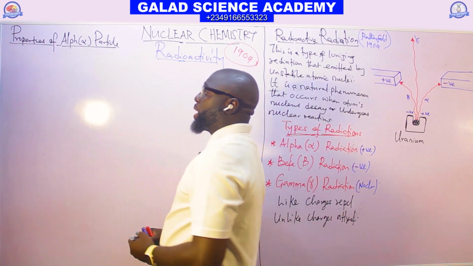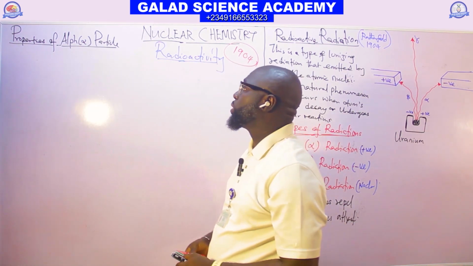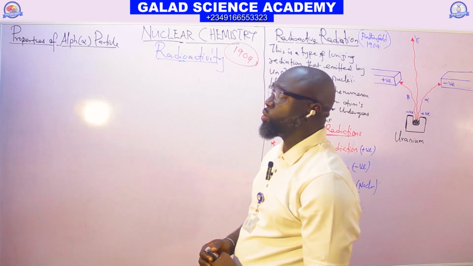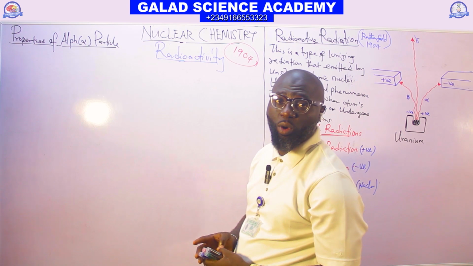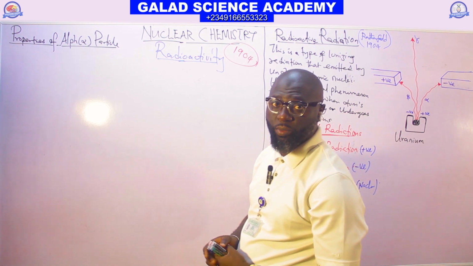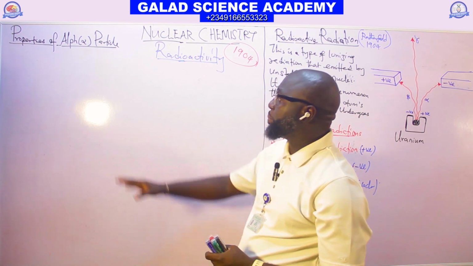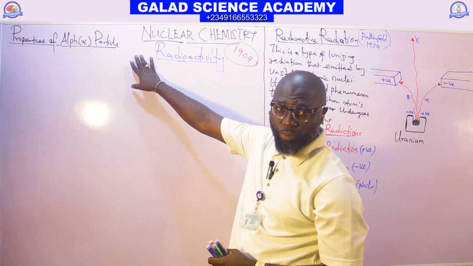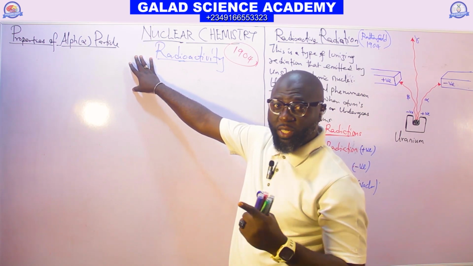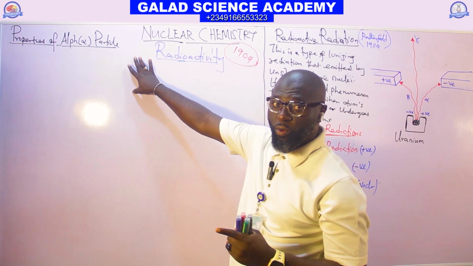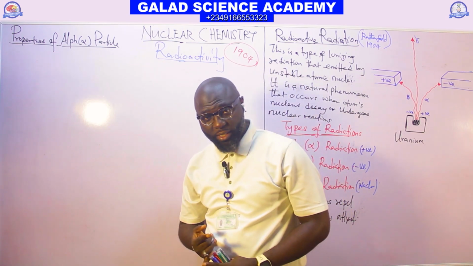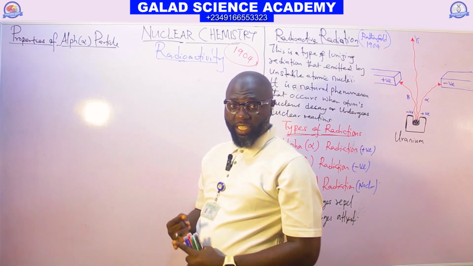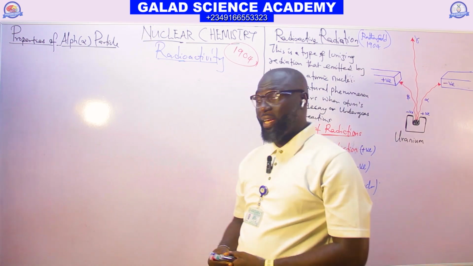So what are the properties of the alpha particle? Their nuclear symbol is helium. We use helium to represent the alpha particle. The alpha particles are positively charged. They have large mass. They can be deflected by a magnetic field.